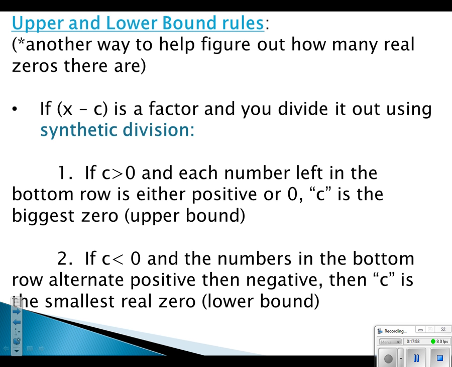So again, this is one of those things that if you don't remember this, you can still use your trial and error to come up with these zeros. But if you remember upper and lower bound rules or that Descartes rule, it's going to help you save time because you'll know which ones not to bother with. So let's give this thing a try.